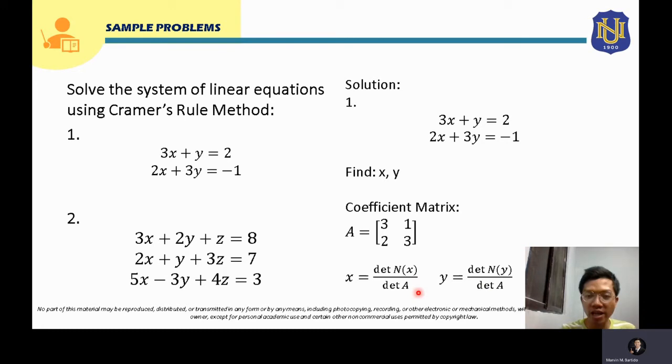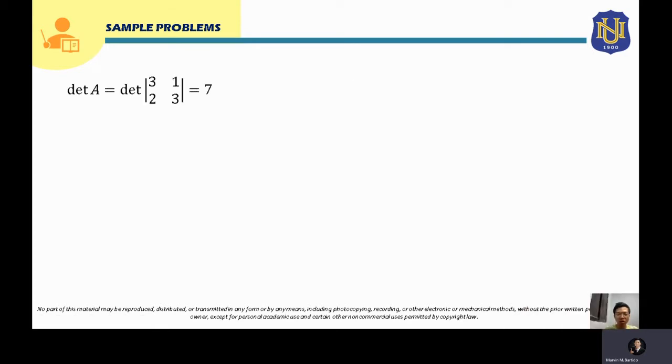For the coefficient matrix A, we just have to solve for its determinant. And for the determinant of N of x and determinant of N of y, we will determine those as well. The determinant of coefficient matrix A will just be the determinant of this 2 by 2 matrix. So solving this will just be 3 times 3 minus 2 times 1. That will be 7, so that will now be the determinant of A.